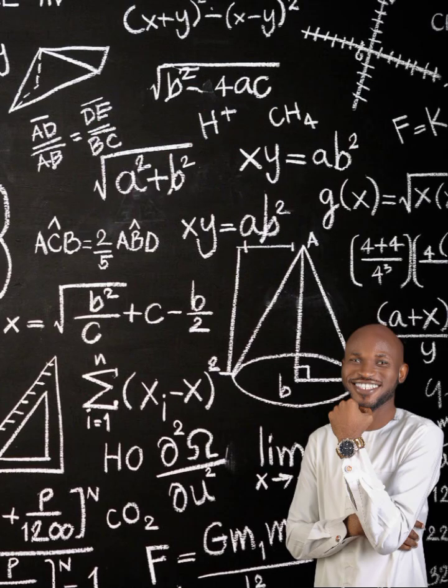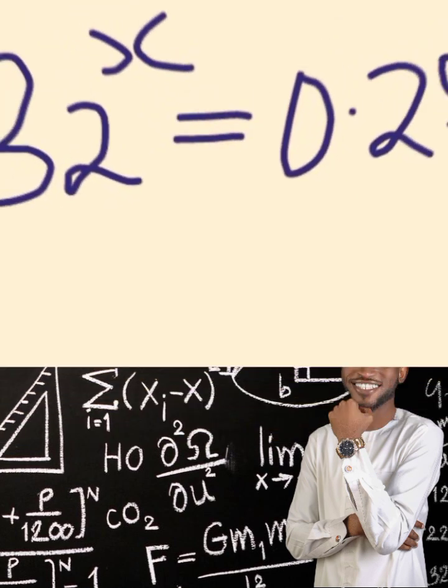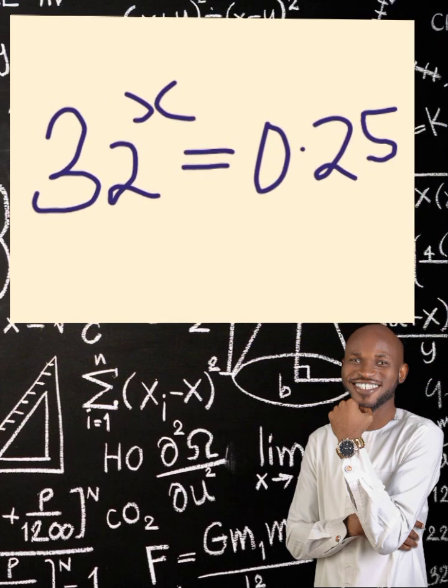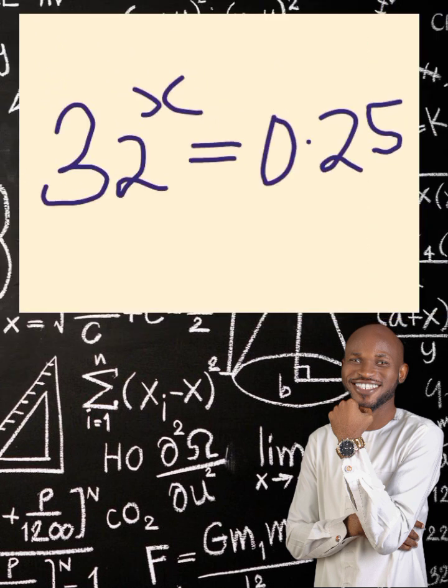Solve for x in the equation 32 raised to the power of x is equal to 0.25. If you check your decimal number here, 0.25, just look at it closely. You'll see that it's possible for you to change that decimal number to a fraction.